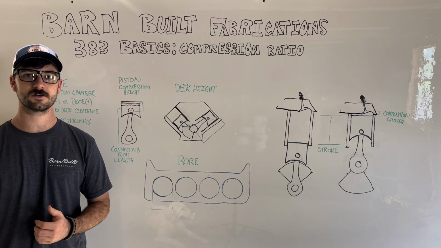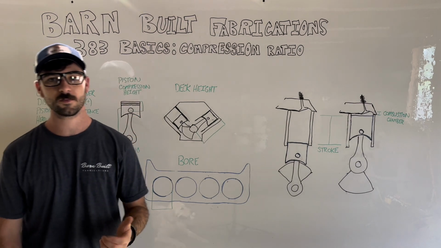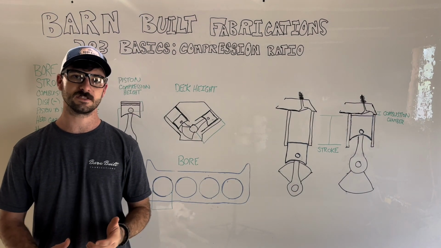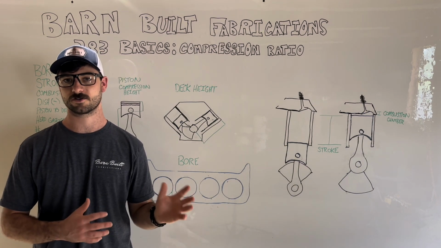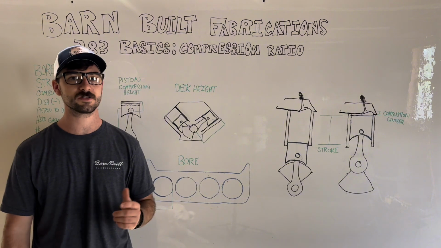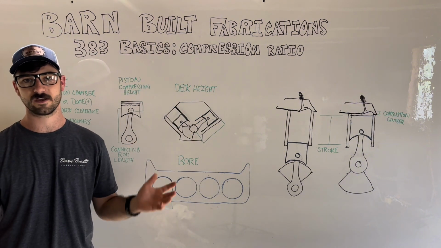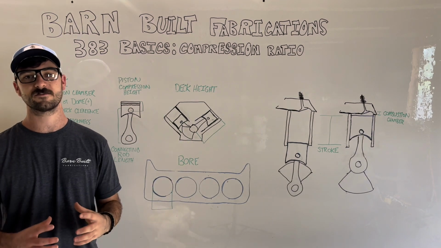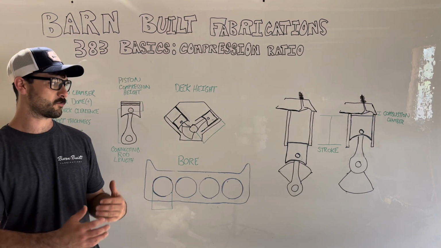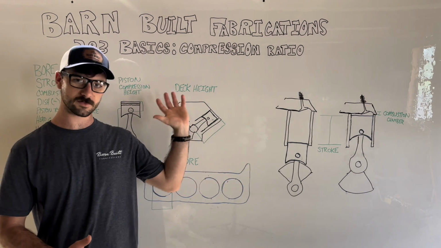This is going to be the first of a multi-part series that I'm titling 383 Basics. The purpose of this series is to go into some detail on the different aspects involved in building a 383 stroker small block Chevy. The first episode is going to be on compression ratio, which is not 383 specific. It applies to just about every combustion engine out there, but it is the foundation of a lot of the principles we're going to talk about in upcoming episodes.